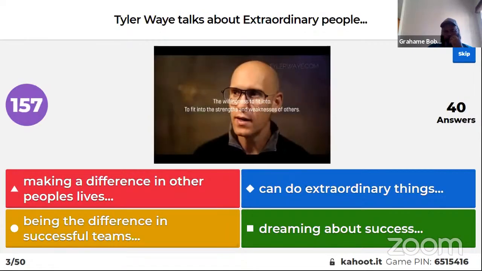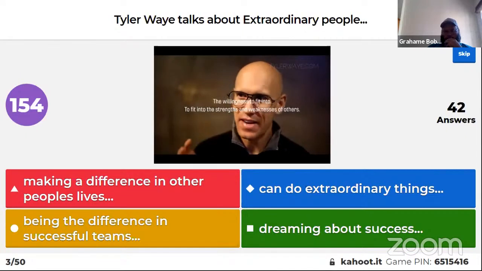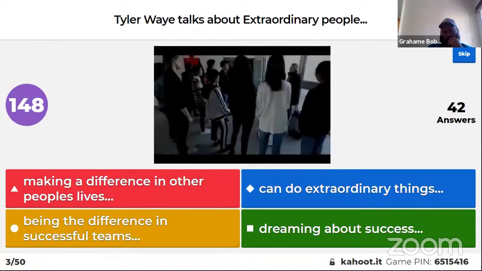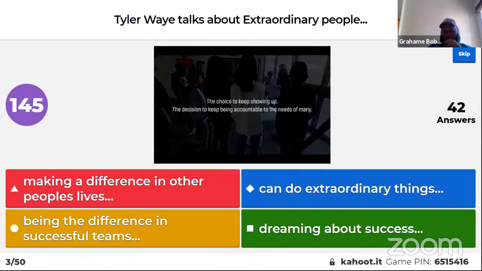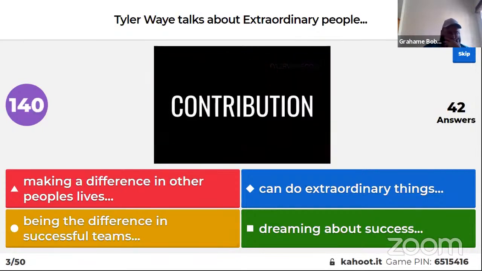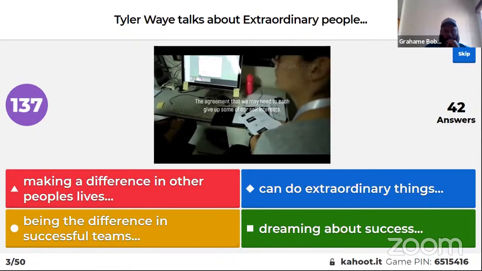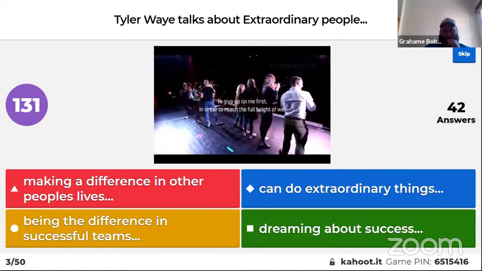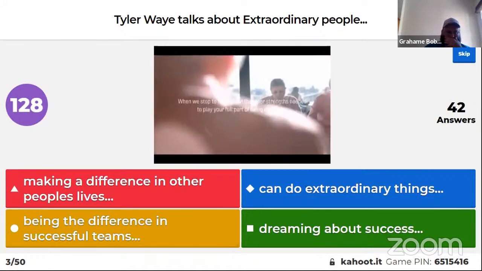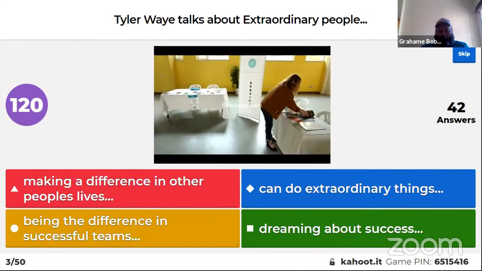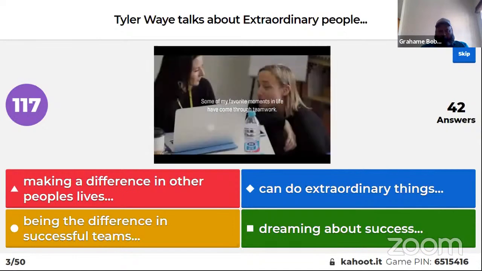Cooperation. The willingness to fit into the strengths and weaknesses of others. Commitment. The choice to keep showing up. The decision to keep being accountable to the needs of many. Contribution. The agreement that we may need to each give up some of our self-interests, to give up on me first, in order to reach the full height of we. When we stop to think about the inner strengths needed to play your full part of being on a team, it's extraordinary. Some of my favorite moments in life have come through teamwork.